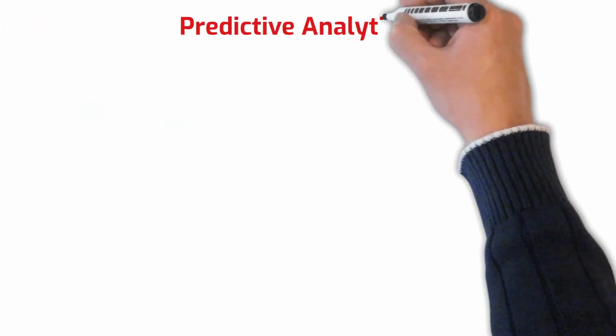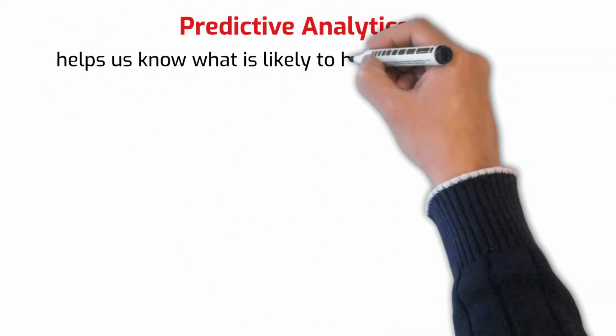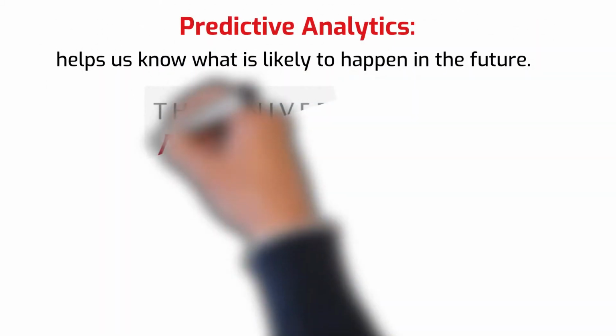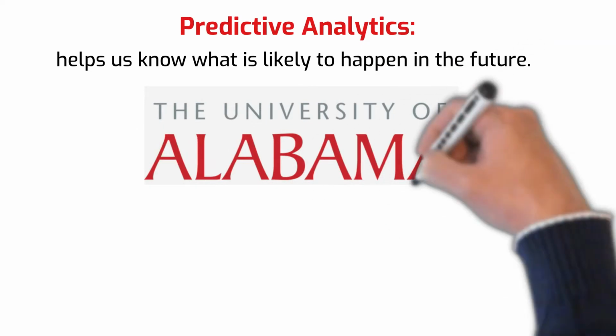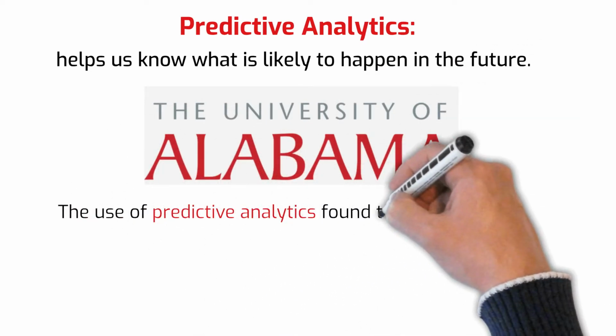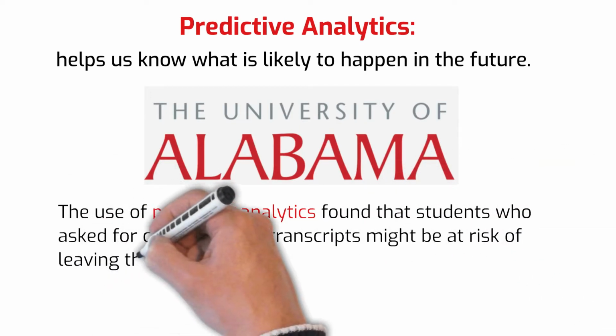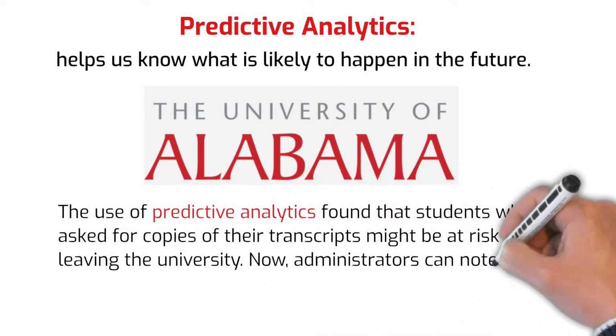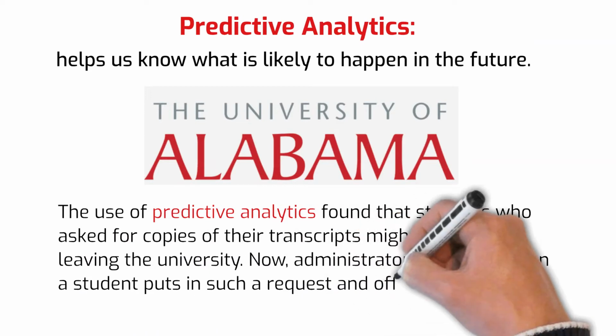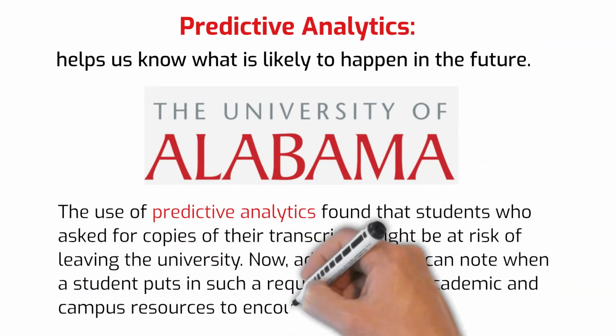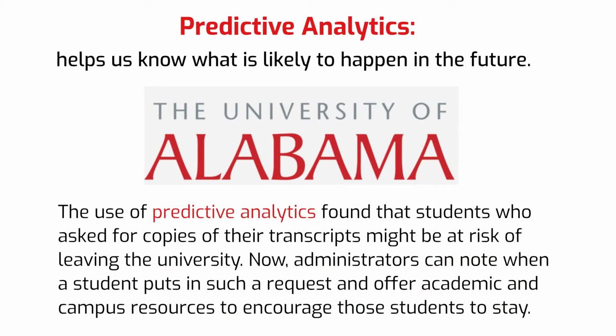Predictive analytics helps us know what is likely to happen in the future. For example, at the University of Alabama, the use of predictive analytics found that students who asked for copies of their transcripts might be at risk of leaving the university. Now, administrators can note when a student puts in such a request and offer academic and campus resources to encourage those students to stay.